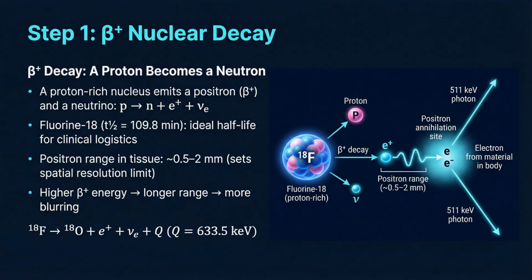Choosing the isotope is nuclear engineering. You need a workable half-life, enough positron yield, and positron energy low enough that the positron doesn't travel too far, because that travel distance blurs where the signal started.